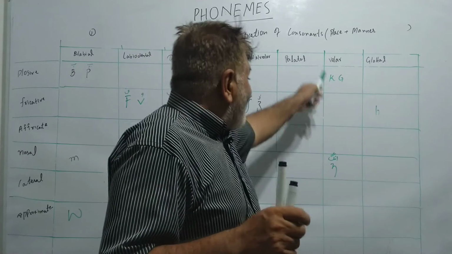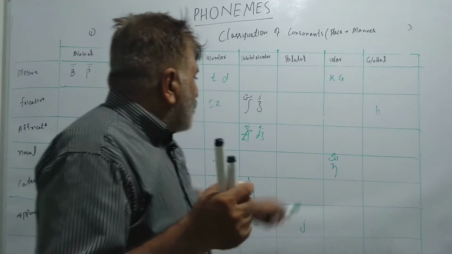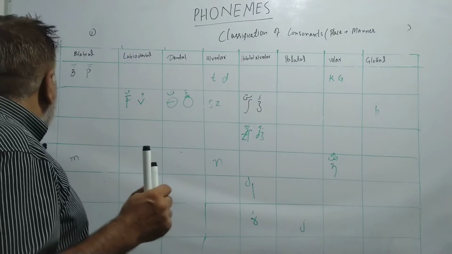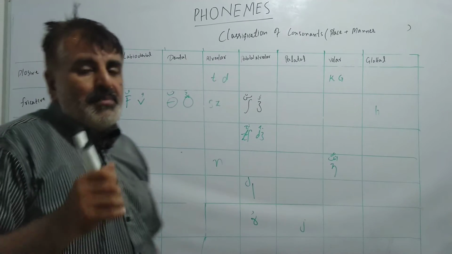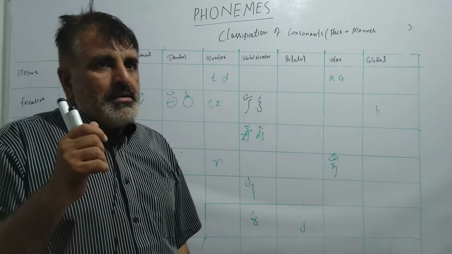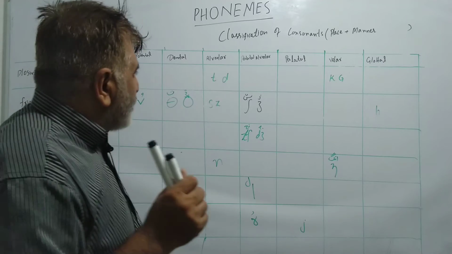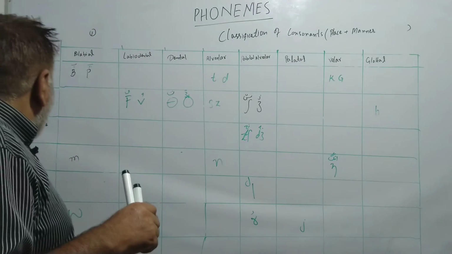Then we have velar, and in velar we have the ing sound, as in boing. So it is included in nasal sound because the manner is the same as for ma, men, none, in. Then we have lateral.